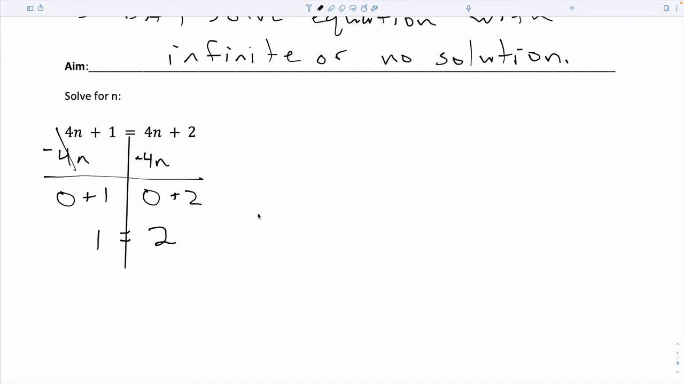If you have an answer in the math world that is 1 equals 2, does that ever work? Does 1 ever equal 2? No. Never. This is what I call a liar, liar, pants on fire. We also call it no solution. If you get a problem where the n cancels out completely and there are 2 different numbers, you can call it no solution, or you can draw some pants that are on fire.